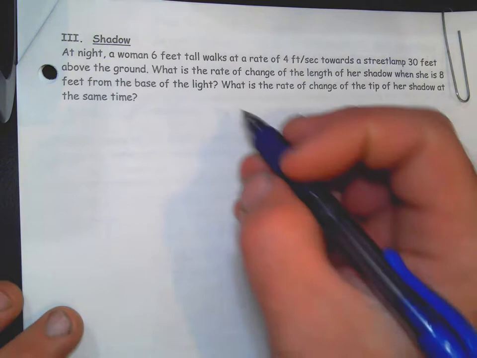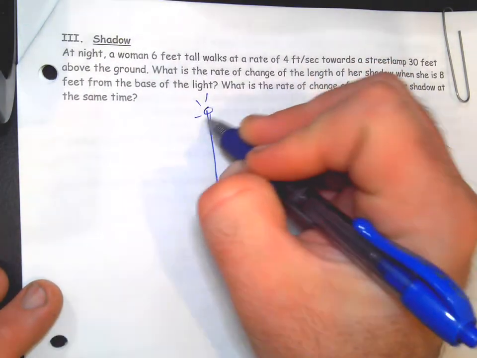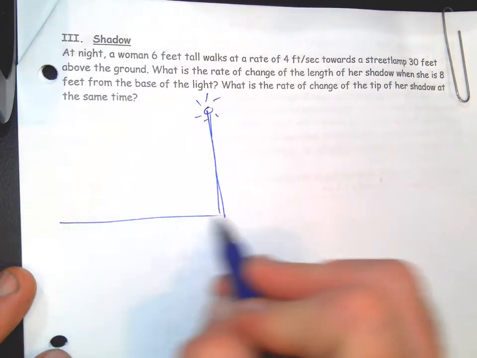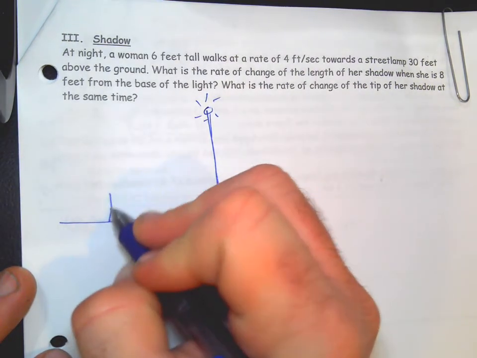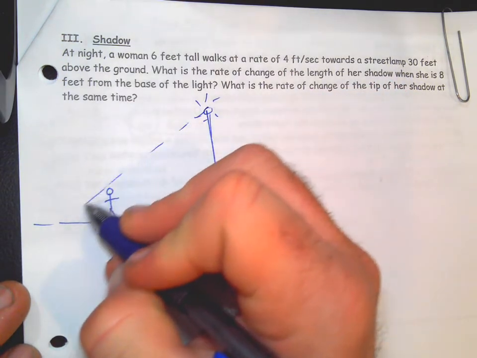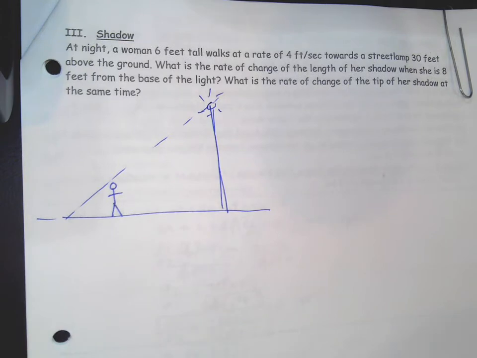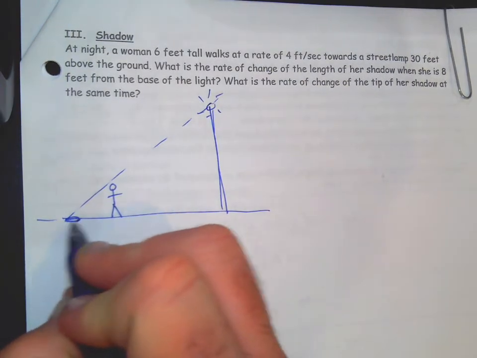So we got to get a picture going and thinking. So we have a street lamp, right? Street light, and this lady's walking towards the street light, and it casts. This might remind you of the tree on the hill problems from a while ago. The light casts the shadow.